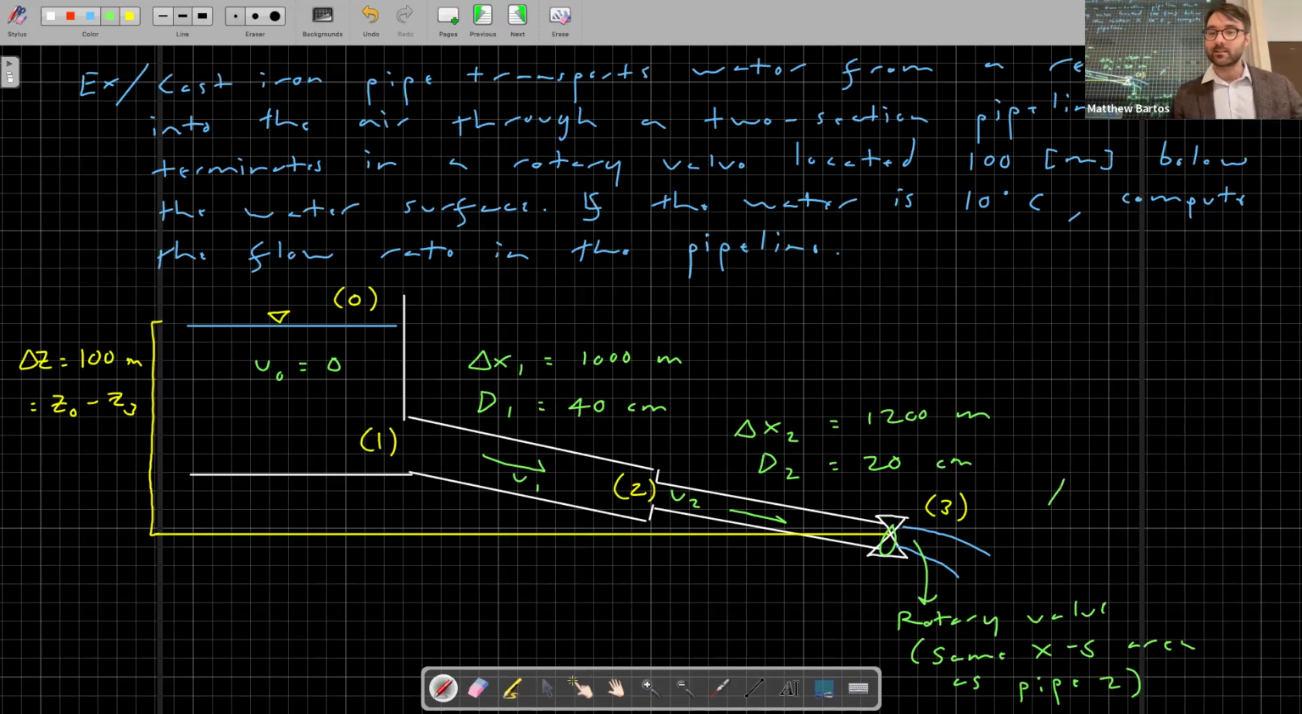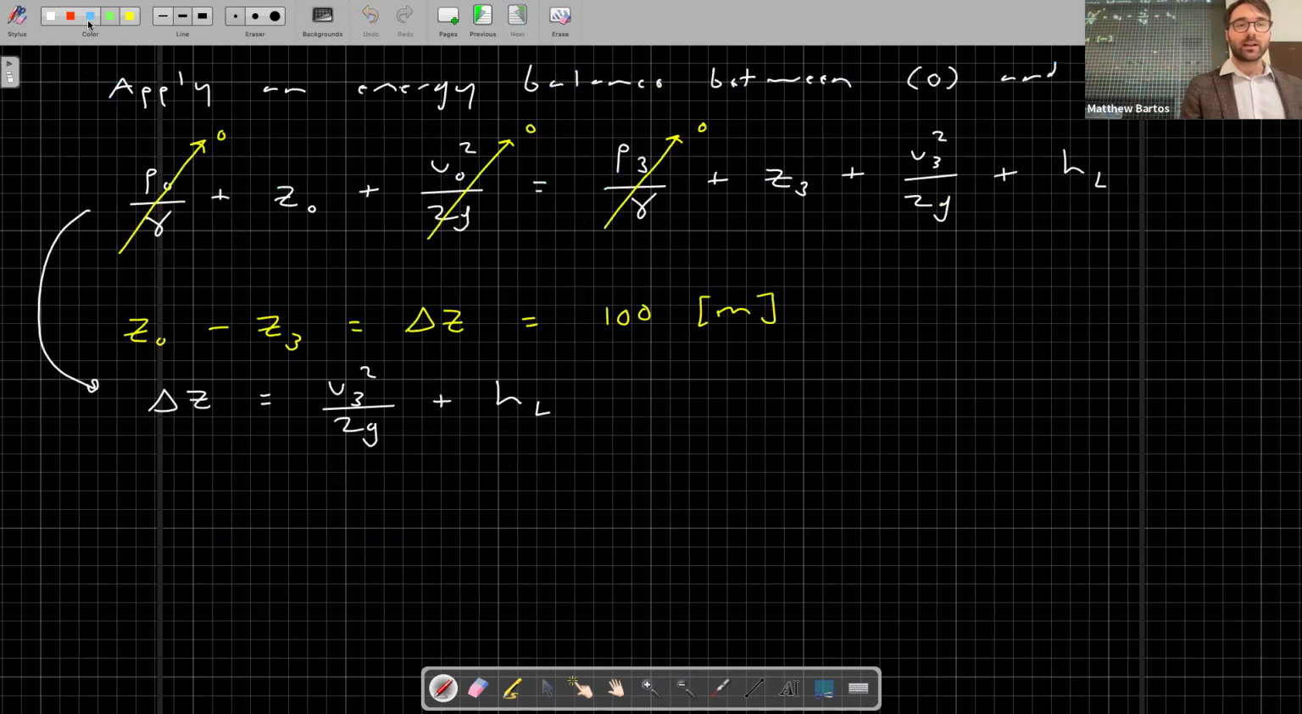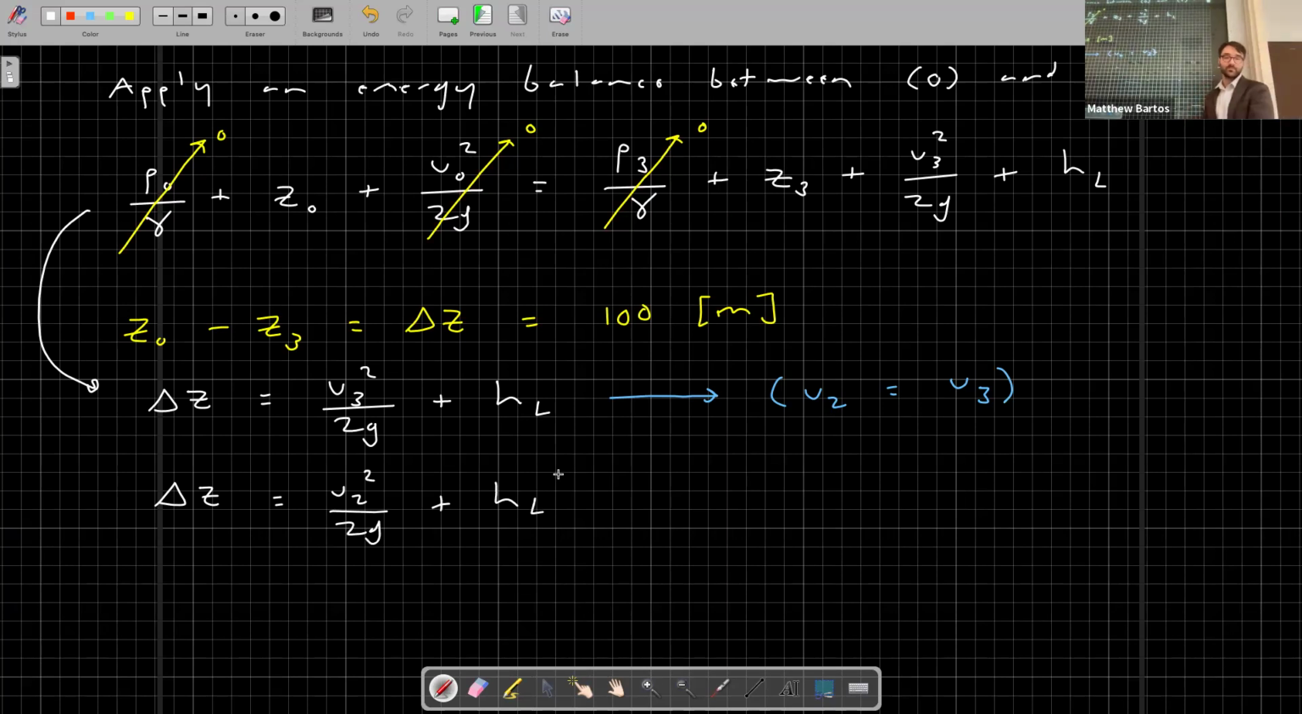So just note that A2 is equal to A3. Therefore, U2 is equal to U3, and thus we can re-express our energy balance as delta Z is equal to U2 squared divided by 2g plus all of the losses. So now we don't have to keep track of U3 and U2 separately.